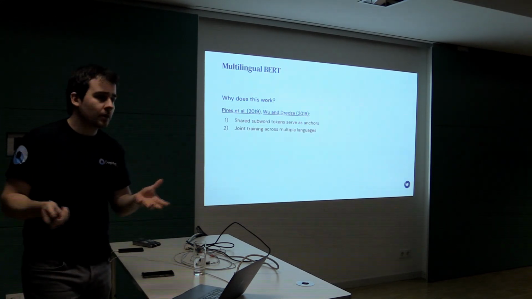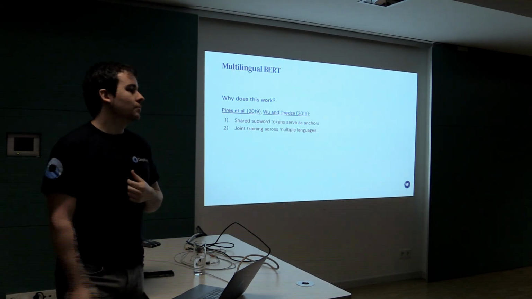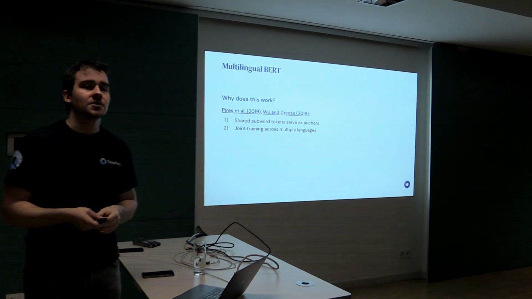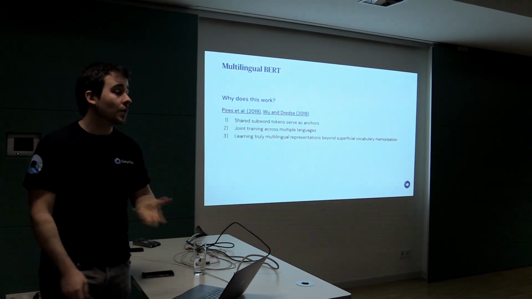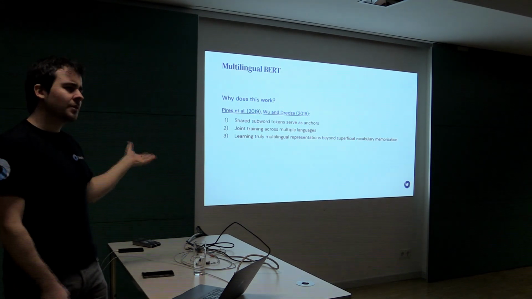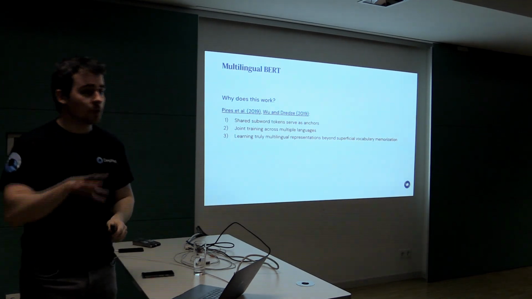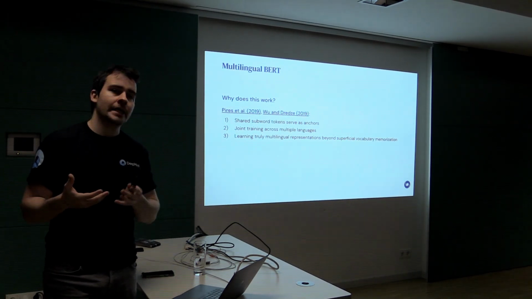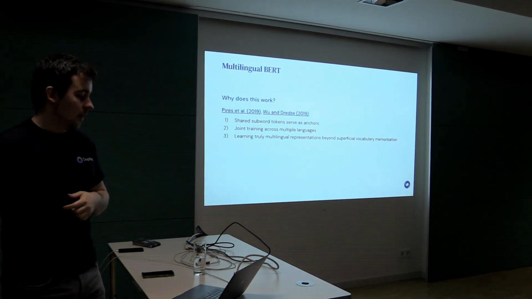Another ingredient, of course, is that in order to learn this alignment, the model has to be jointly trained, so it has to see examples from both languages at the same time. And people have observed or hypothesized that the representations this model is able to learn actually go beyond a superficial alignment on the word level, and that the model is really able to learn some deeper cross-lingual representations.